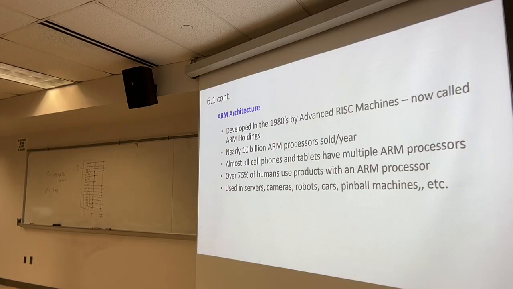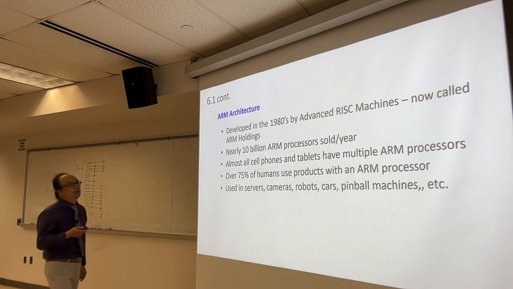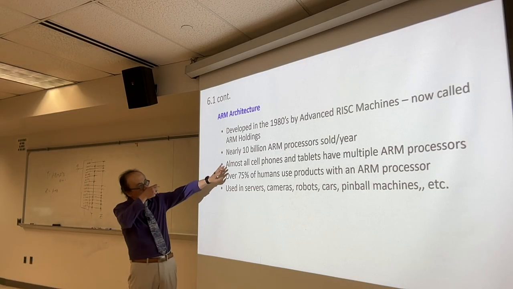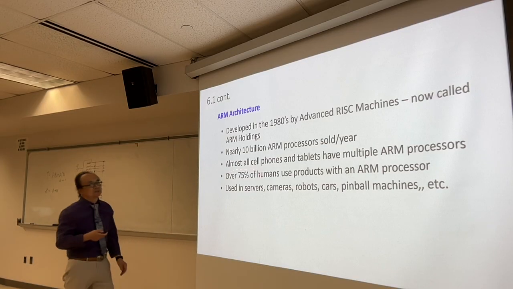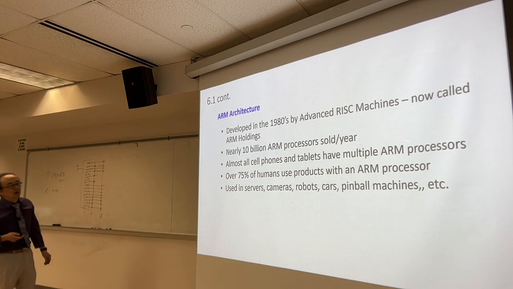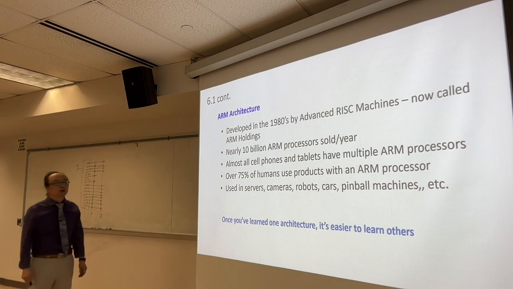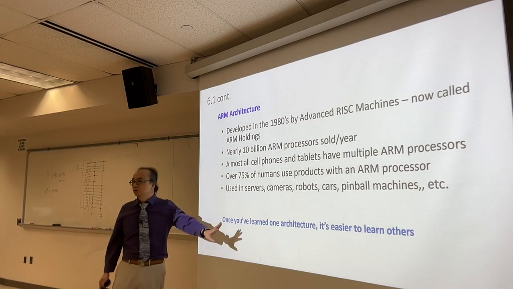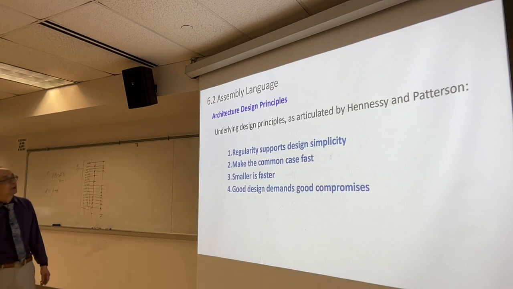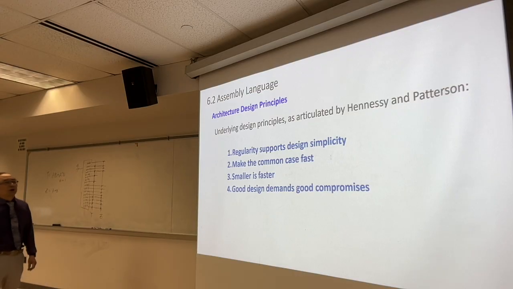ARM architecture was developed in the 80s, and nearly 10 billion processors are sold every year. Almost all cell phones and tablets have ARM everywhere. And if you learn one architecture, it's much easier to learn any other architecture as well. Our book is based on the Hennessy and Patterson book that we used to use.